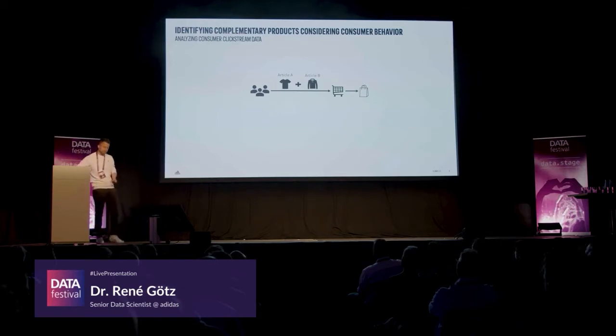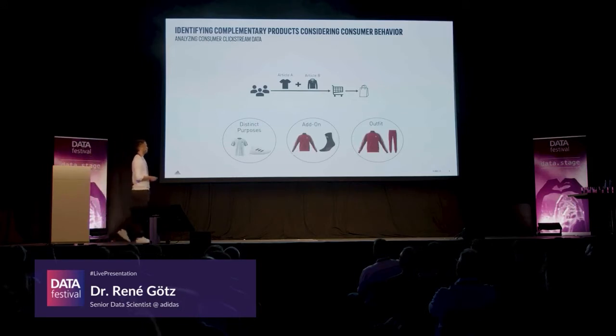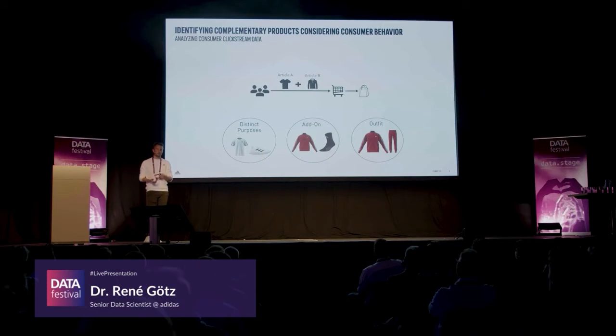So for example, probably you would also identify consumers who buy for completely distinct purposes. So they go running, but also play football, for example. So they buy a running shirt, and in the same session, they buy a football boot. So with this logic, you would not be able to identify complementary products for this example, or add-on products. A famous example is socks. Basically, socks are getting added to every basket. This does also not mean that the products fit together in terms of an outfit.